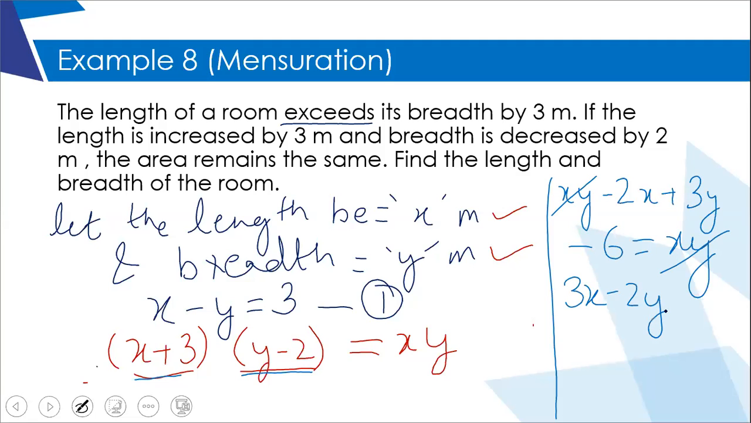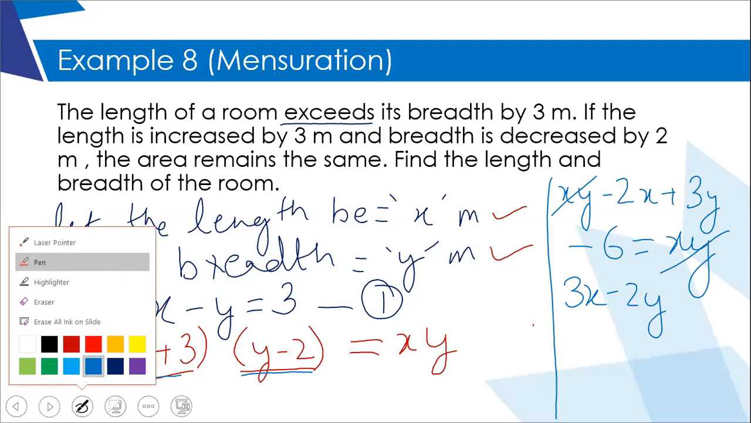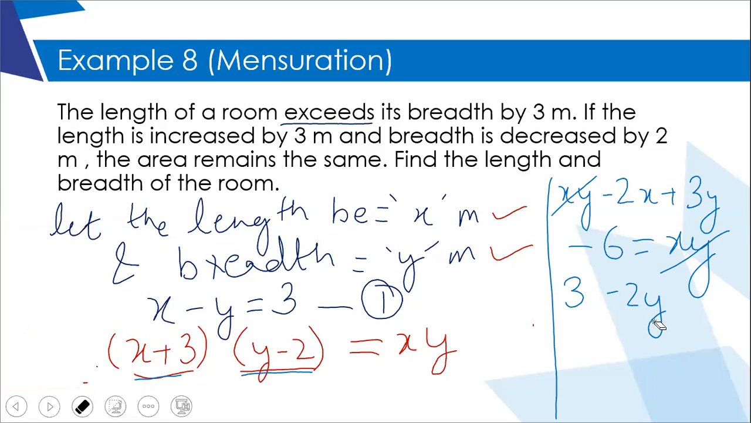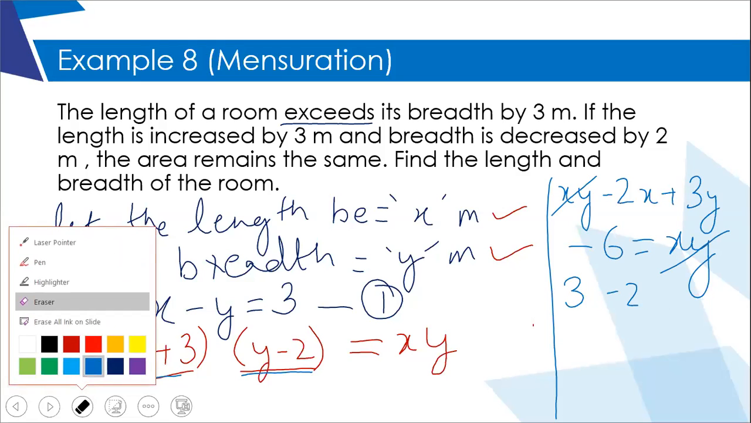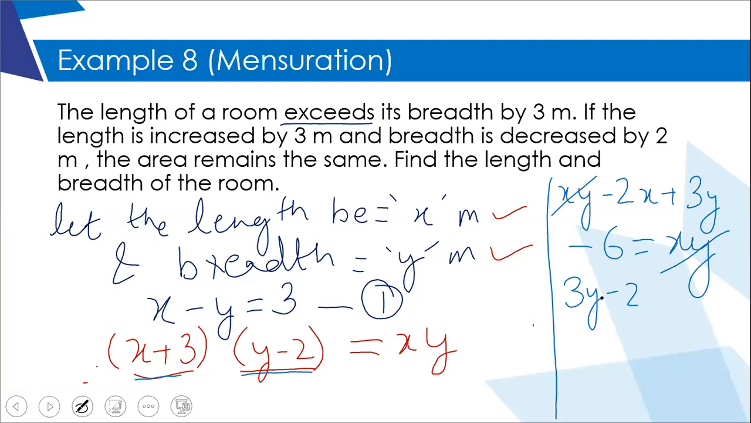I have just written 3x, sorry, 3y, not 3x. 3y minus 2x. Why have I interchanged? I've just interchanged the places of the y and x terms because I want to always keep the positive one first and then the negative one. You can keep it the way they are in the previous step. That's also fine. And I will take the pure number minus 6 to the other side, so it will become plus 6. So finally, this is my equation 2.